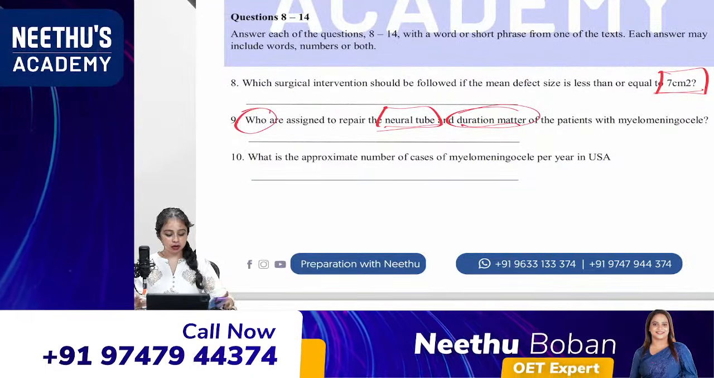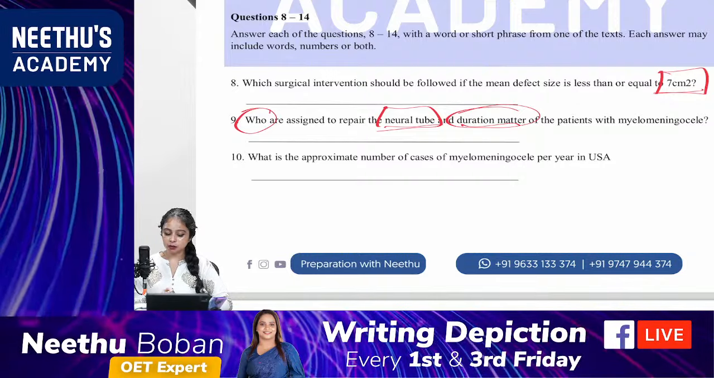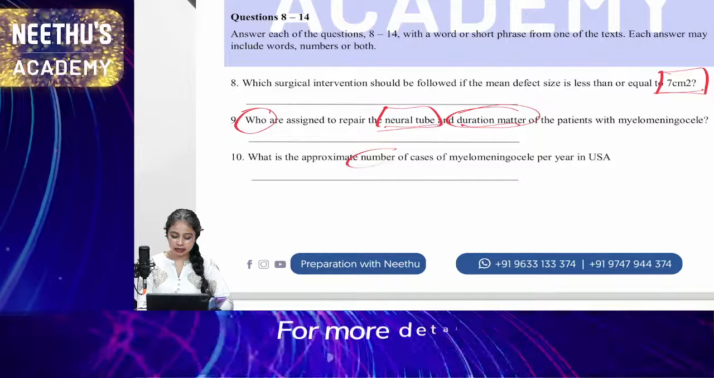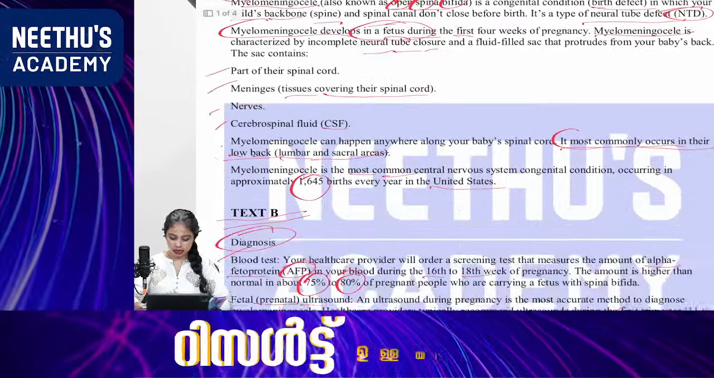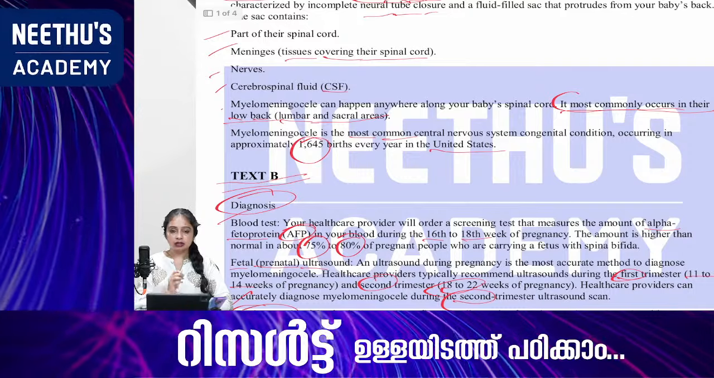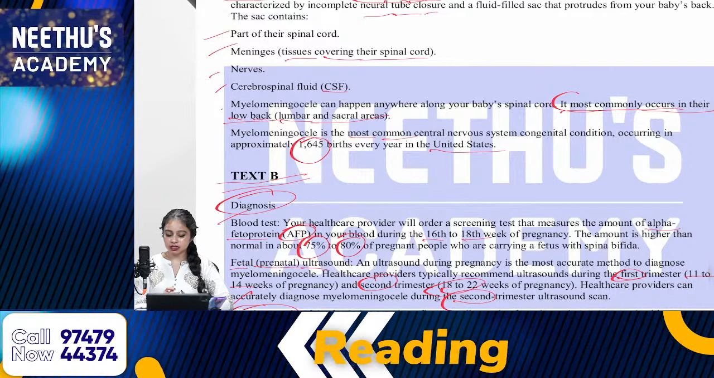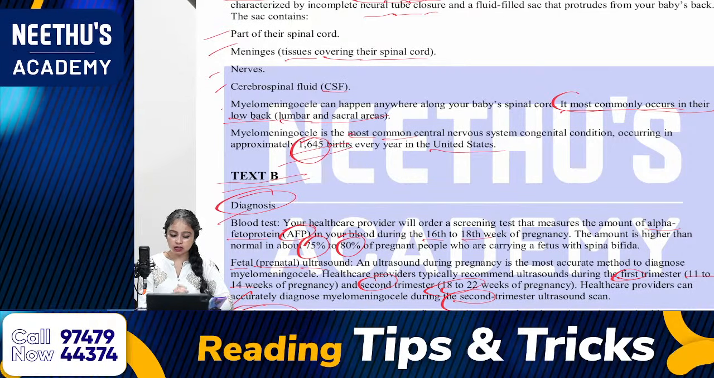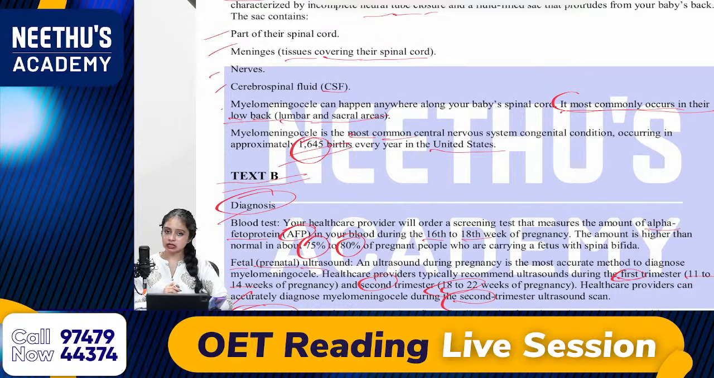Then 10th one. What is the approximate number of cases of SB per year in USA? What is the appropriate number? So we need a number. So that is from text A. As you can see here, the last paragraph. SB is the most common central nervous system congenital condition occurring in approximately 1645 births. So answer should be 1645.